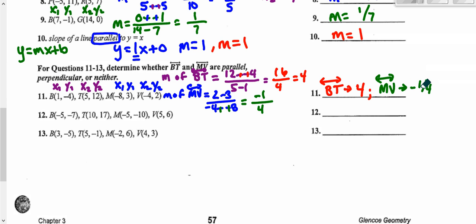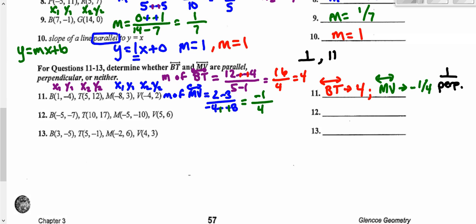Now notice that these two numbers are opposites of each other and they're reciprocals of each other. So that tells us that we have a relationship that is perpendicular. And you can go ahead and use the symbol instead if you'd like. Remember that the symbol for perpendicular is an upside down T. The symbol for parallel looks like two L's next to each other, so we can use either one of those.